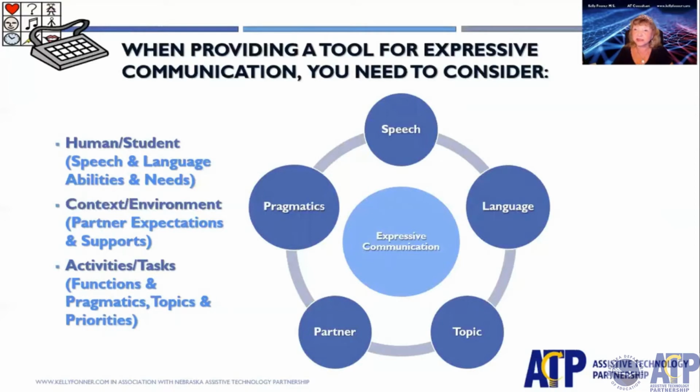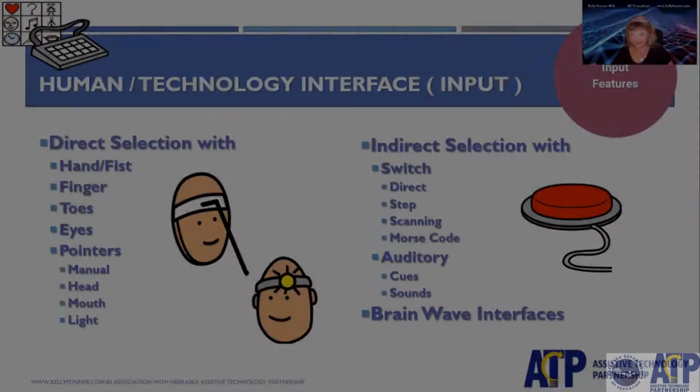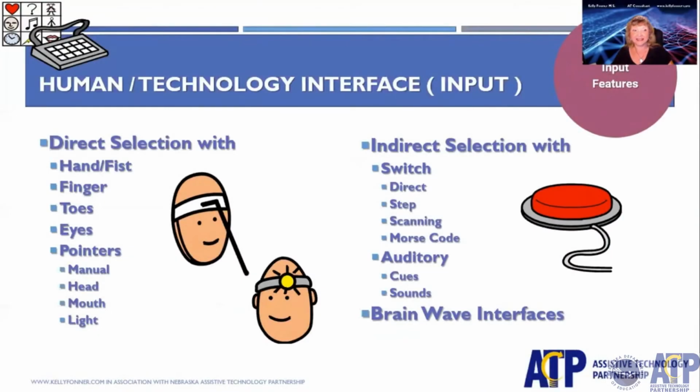So systems need to be flexible. Systems aren't just about answering questions or asking questions or making requests. We have multiple functions that get involved and multiple types of messages that get involved when we're utilizing an AAC system. Let's take a look at some features of AAC systems.